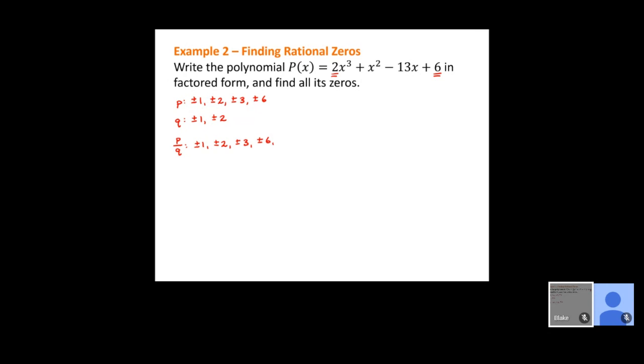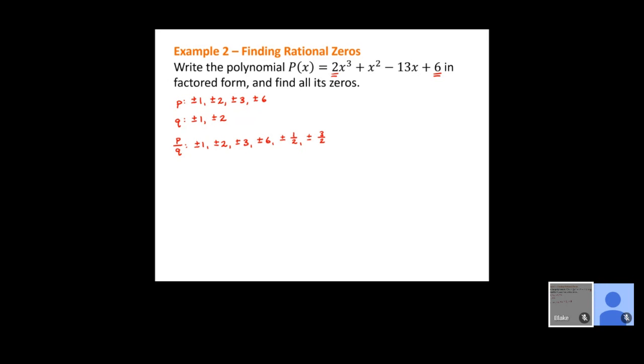Now I need to go down the list and divide every single p value by the 2. So we have 1 divided by 2, that's 1/2, so plus or minus 1/2. 2 divided by 2 is 1. I've already got 1 on my list. I don't need to list it again, so I'm not going to repeat it. 3 divided by 2 is 3/2, so plus or minus 3 over 2. And then plus or minus 6 over plus or minus 2 is going to be 3. And we already have plus or minus 3 on our list, so we don't need to list it again.